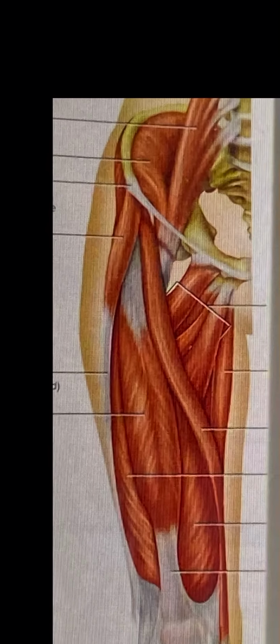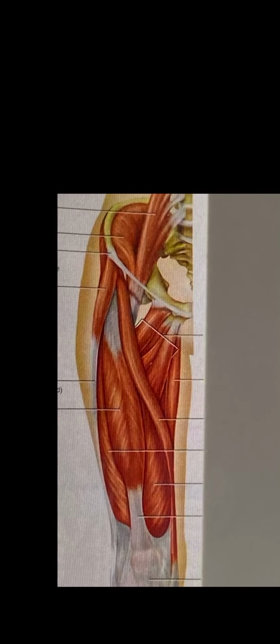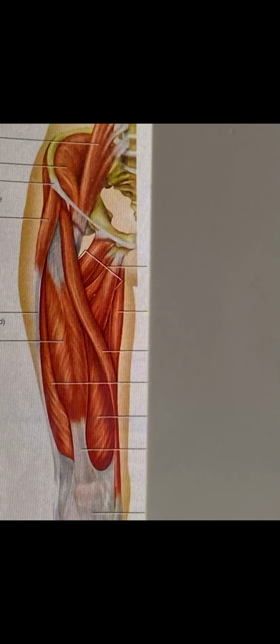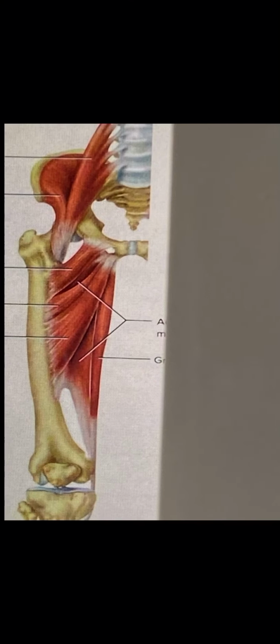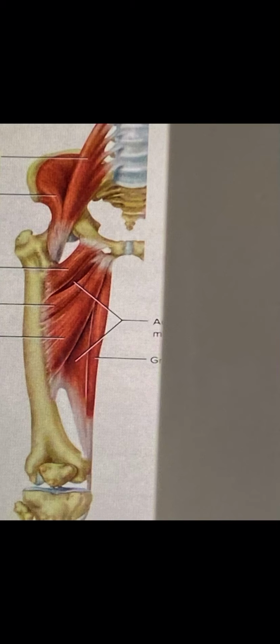Next slide, you can see the tensor fasciae latae, which is the outer muscle of the thigh. Then the gracilis, which is the most inner muscle right here. Next slide, you can see the psoas, which is this muscle right here, connecting from the coccyx, and it's the psoas major.